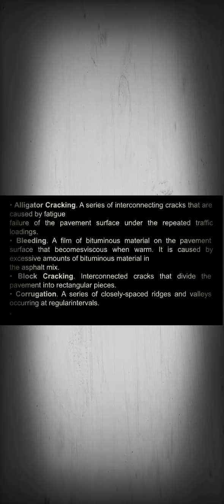Next is bleeding, a film of bituminous material on the pavement surface that becomes viscous when warm. It is caused by an excessive amount of bituminous material in the asphalt mix. Next is block cracking, interconnected cracks that divide the pavement into rectangular pieces. Next is corrugation. Corrugation is a series of closely spaced ridges and valleys occurring at regular intervals.